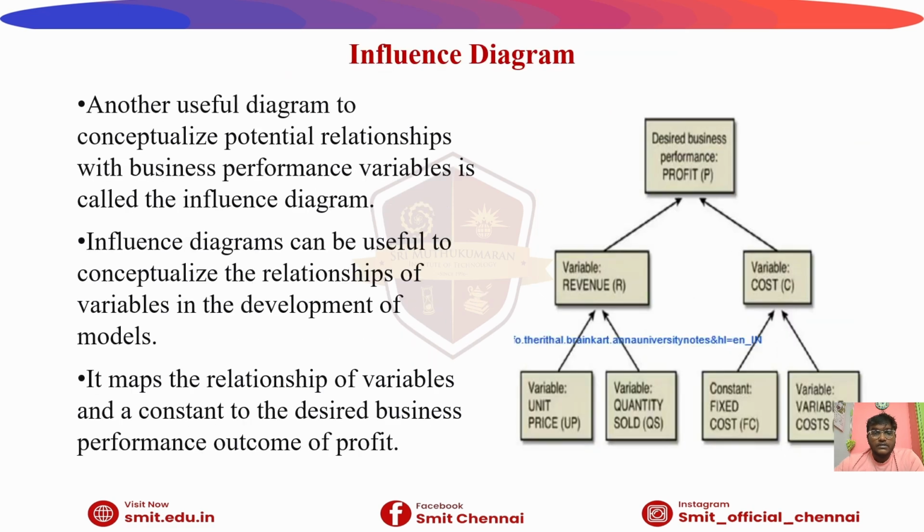Then influence diagram. Another useful diagram for conceptualizing relationship is the influence diagram. It maps the relationship between variables and constants to decide business outcome like profit. Key elements: nodes, arrows, and constants. Nodes represent variables or decisions. Arrows show influence or dependence. Then finally, constants, they are fixed values.